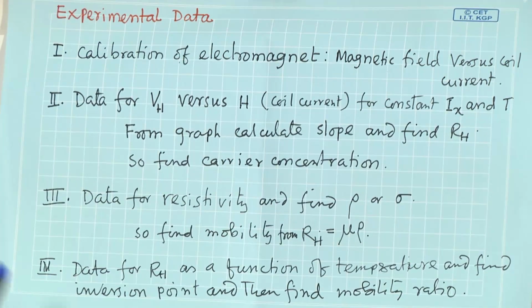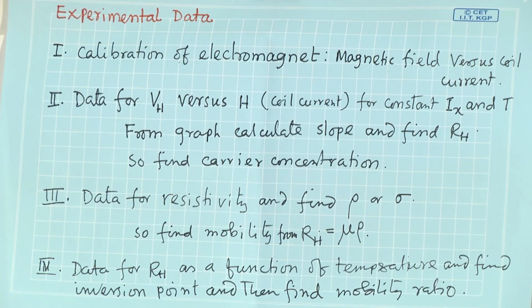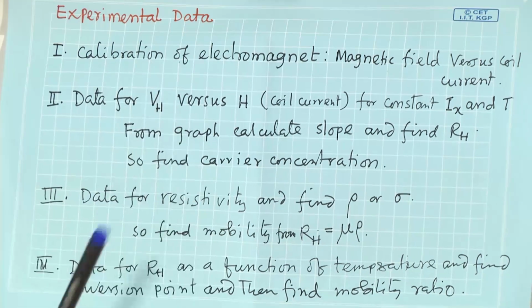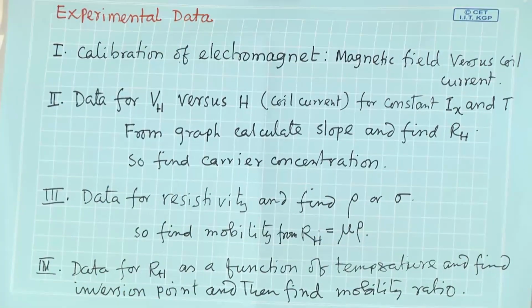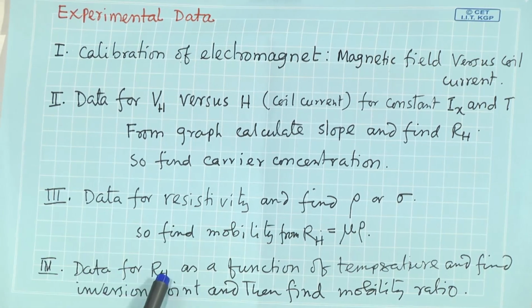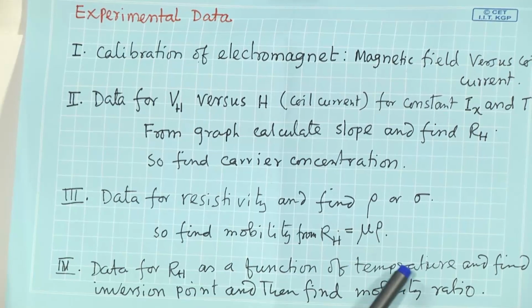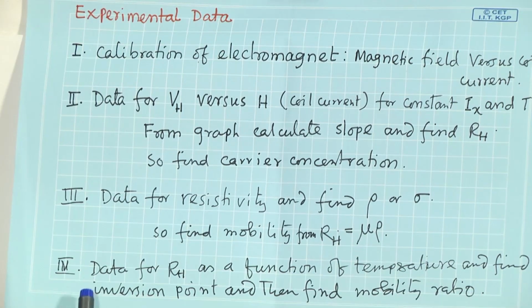Then take data for RH as a function of temperature and find the inversion point, where RH will be equal to 0, and from there one can find the mobility ratio. Okay, so we will demonstrate the experiment based on this theoretical analysis. So let me stop here. Thank you.